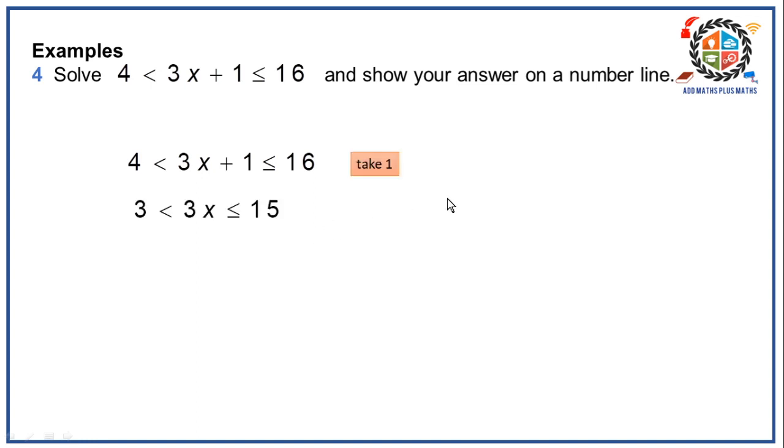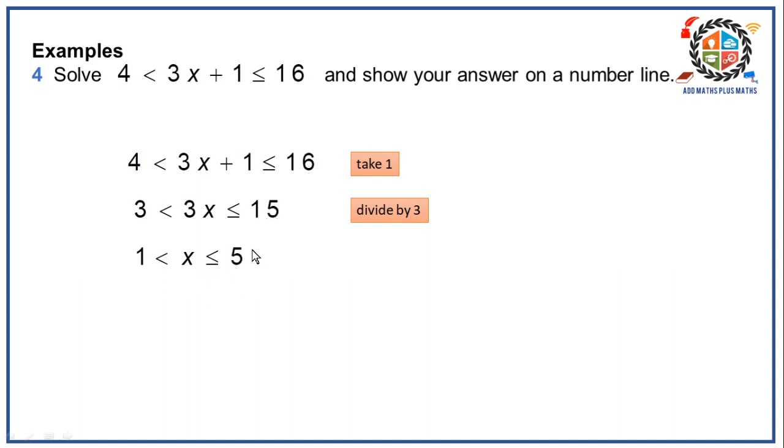I have that. Okay, now I want to remove this 3 beside x. If I want to remove the 3, I am going to divide the left, center, and right by 3. So if I divide, it will become 1. This 15 will become 5.